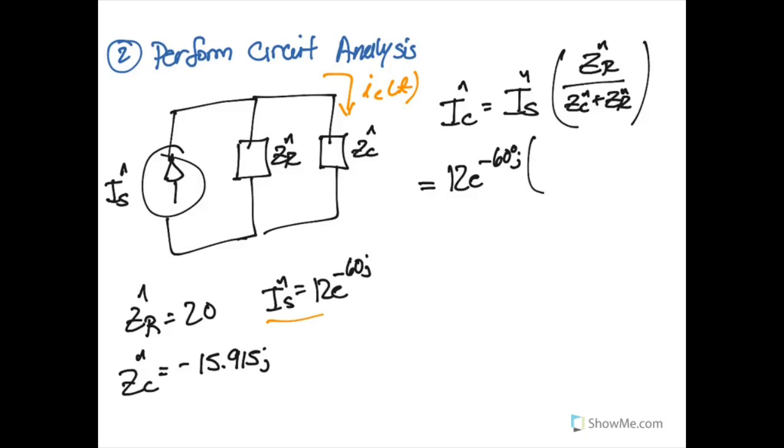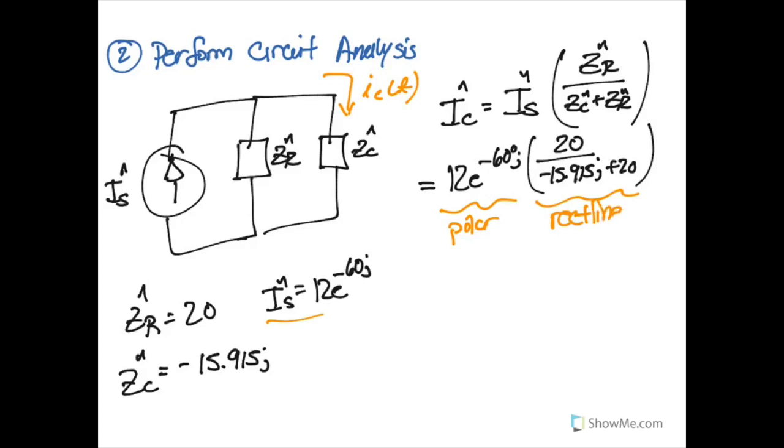And we can replace our impedances with 20 over negative 15.915j plus 20. And again, we run into the common issue of this being in a polar system and this being in a rectilinear system. And so we can't, on this sheet right here, do the math directly. So what we need to do is transform this rectilinear system into a polar system, because we are doing multiplication of these two quantities, and it is easier to do it in a polar setup.